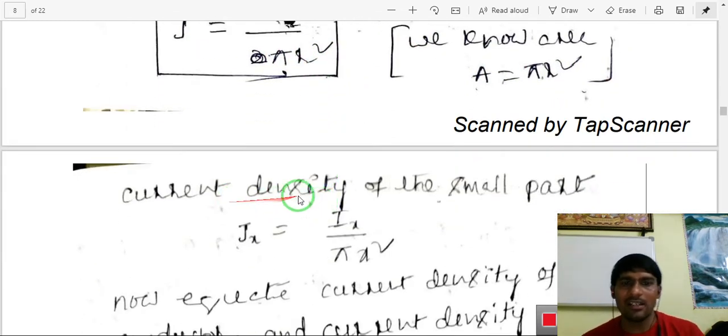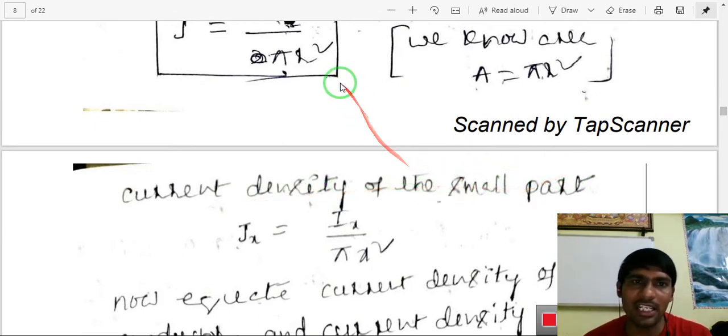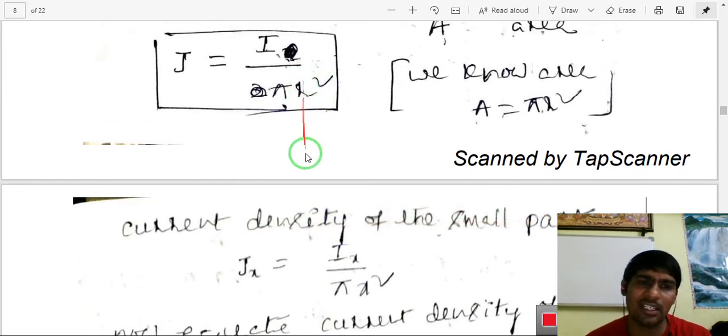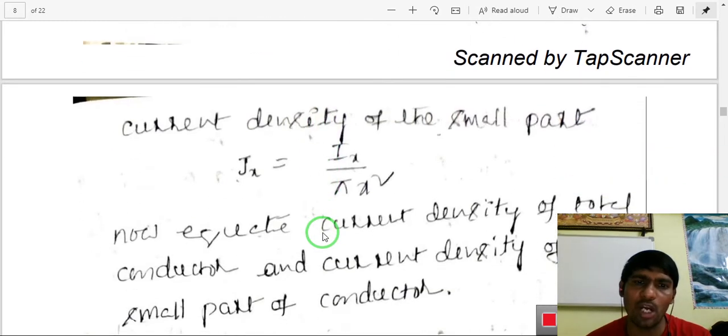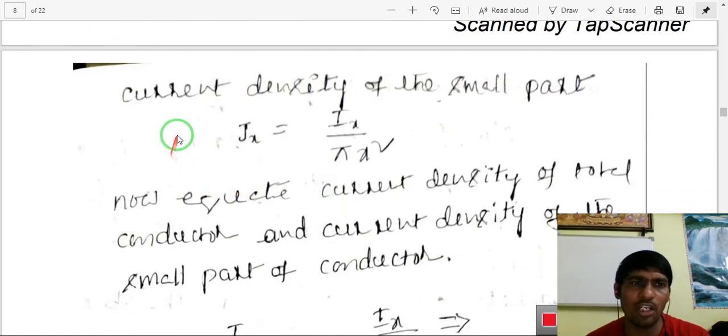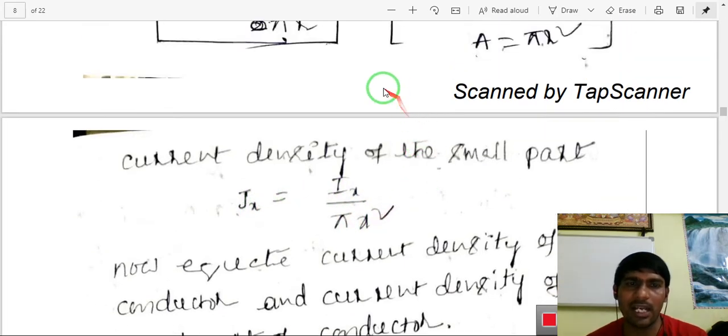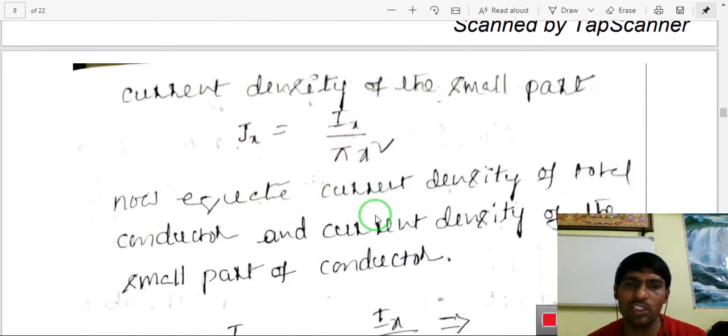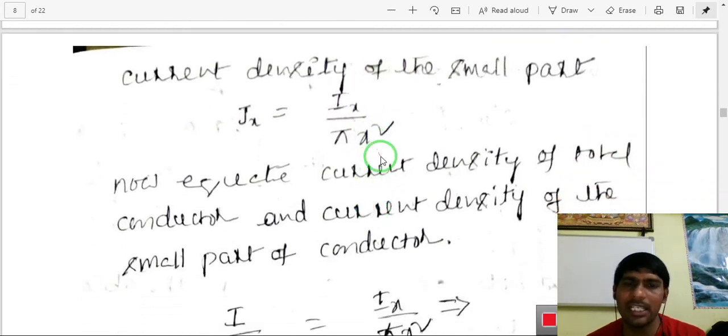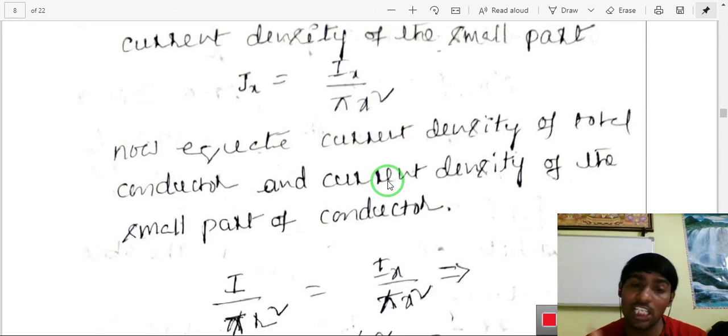Now the current density of the small part. Here I consider only a small part of the conductor. The current density of the small part of the conductor is J_x, where x denotes the small part. So J_x equals I_x by pi x square. Here, as I already told you, instead of r you can replace it with the x value, for a small length only.